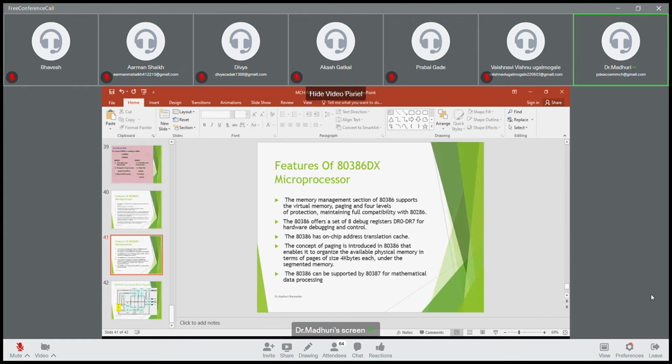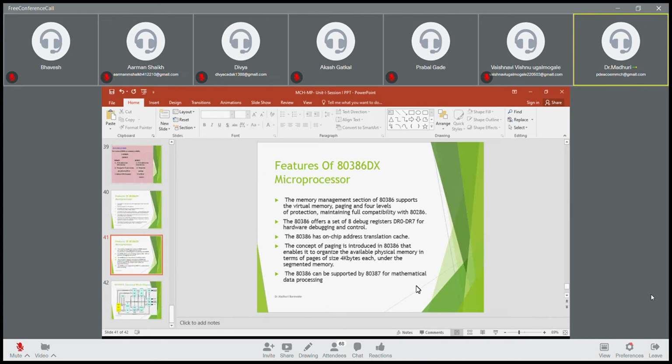Now next is the segmented model. It has two types of model. First is the flat model and second is the segmented model. Segmented memory means what? It's a logical address space. The processor here has near about 2 raised to 46 bytes, that is 64 terabytes. It has the memory capacity, something like that.